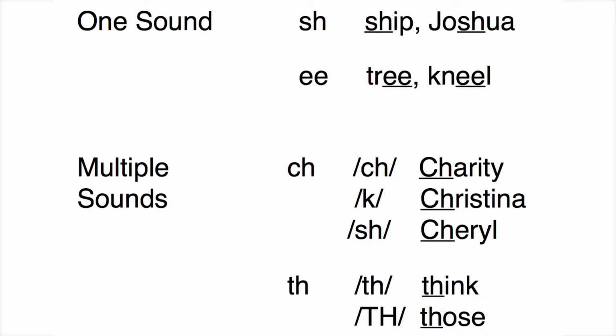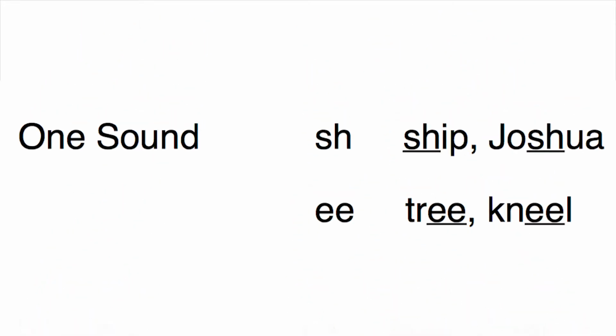Okay, so phonograms can have a different number of sounds. Some of our phonograms can have one sound. So for example, this is a phonogram. It says sh, for example in the word ship or Joshua. This is the phonogram E, and it can say E as in tree or as in kneel. Phonograms can have one sound. What's really nice is that out of 70 phonograms, two-thirds of them only have one sound. So they're nice and easy for learning.